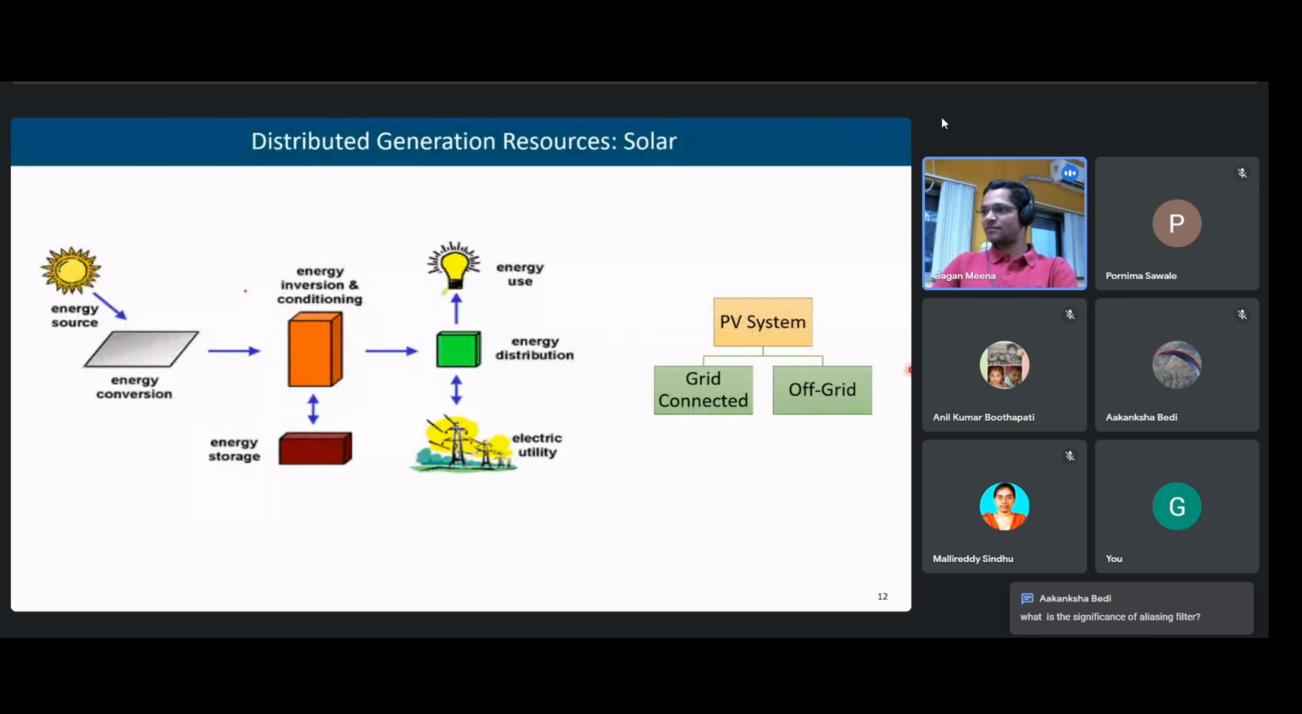Then what is the significance of the aliasing filter? There are some high frequency components which behave like the fundamental frequency component, but we only want the fundamental frequency component because we want to measure current and voltage. So we want to measure them.